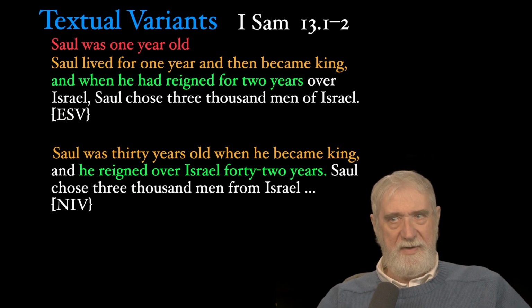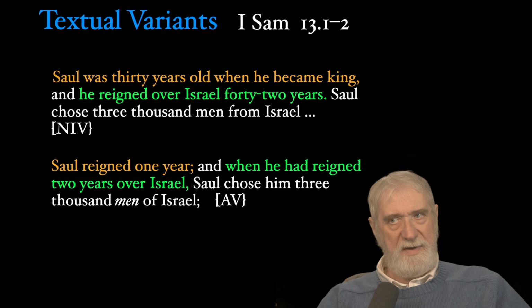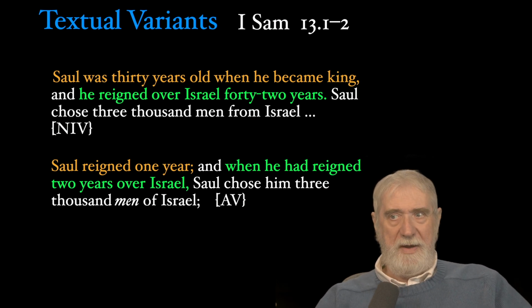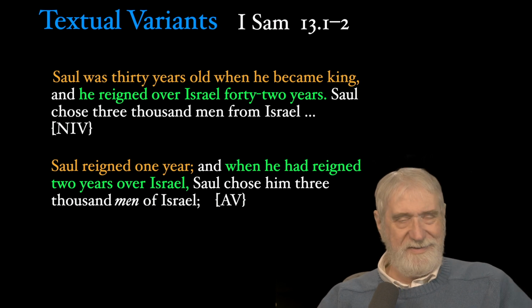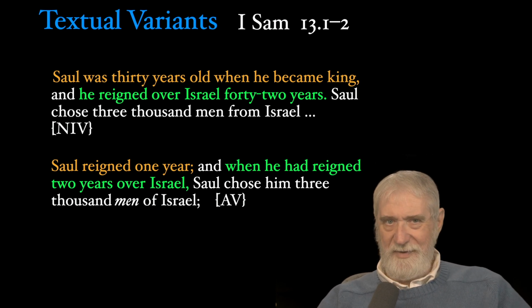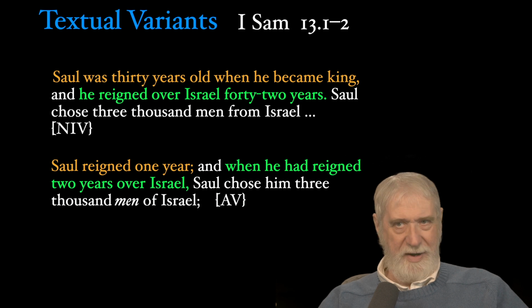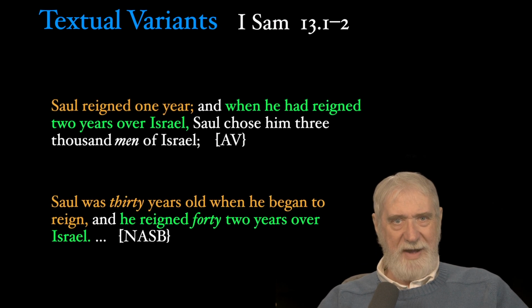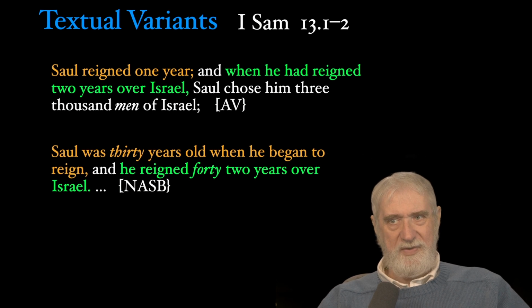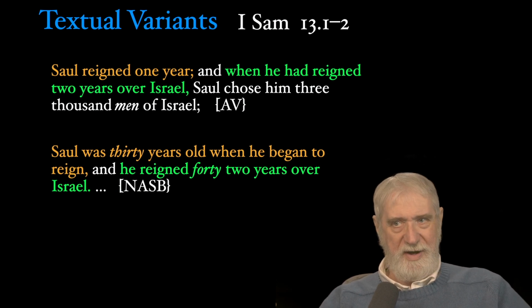The second phrase is also similarly problematic. And so we get, for example, the King James Version reads, "Saul reigned 1 year, and when he had reigned 2 years over Israel," again, that doesn't make very good sense in English at all. So if we look at another translation, the New American Standard Bible says, "when Saul was 30 years old, he began to reign, and he reigned 42 years over Israel."